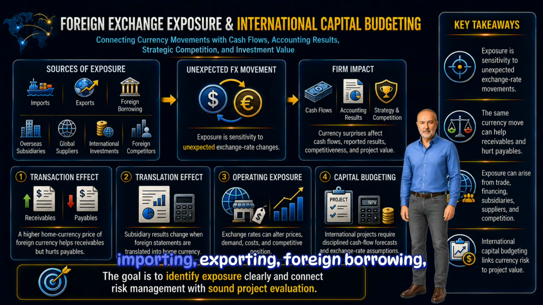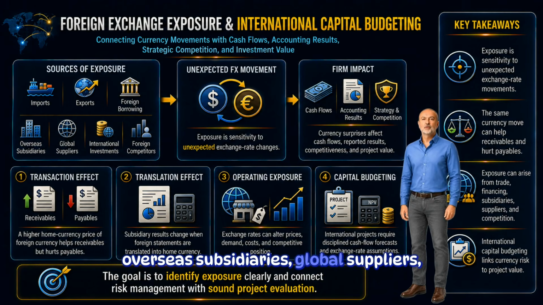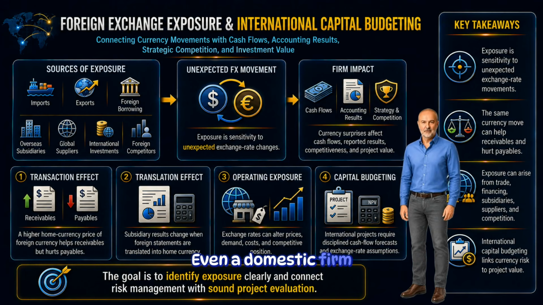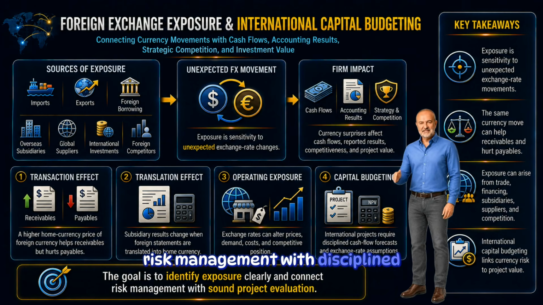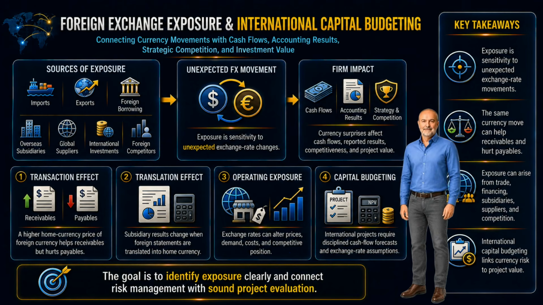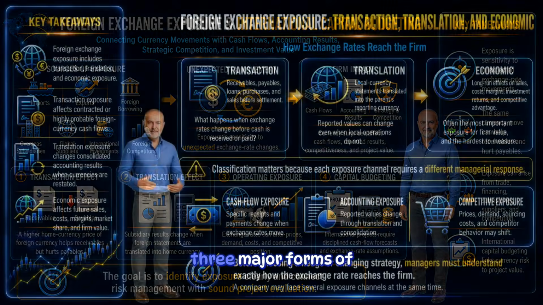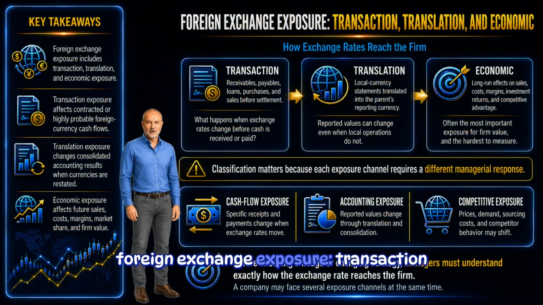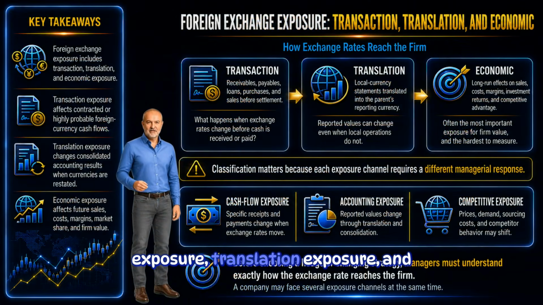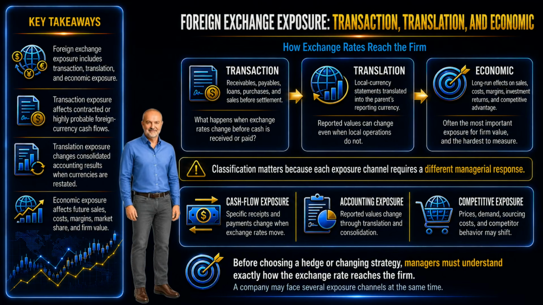Exposure can arise from importing, exporting, foreign borrowing, overseas subsidiaries, global suppliers, or international investments. Even a domestic firm may be exposed through foreign competitors. Our goal is to identify each form of exposure, understand how it affects value, and connect risk management with disciplined project evaluation. Let's begin with the three major forms of foreign exchange exposure: transaction exposure, translation exposure, and economic exposure.